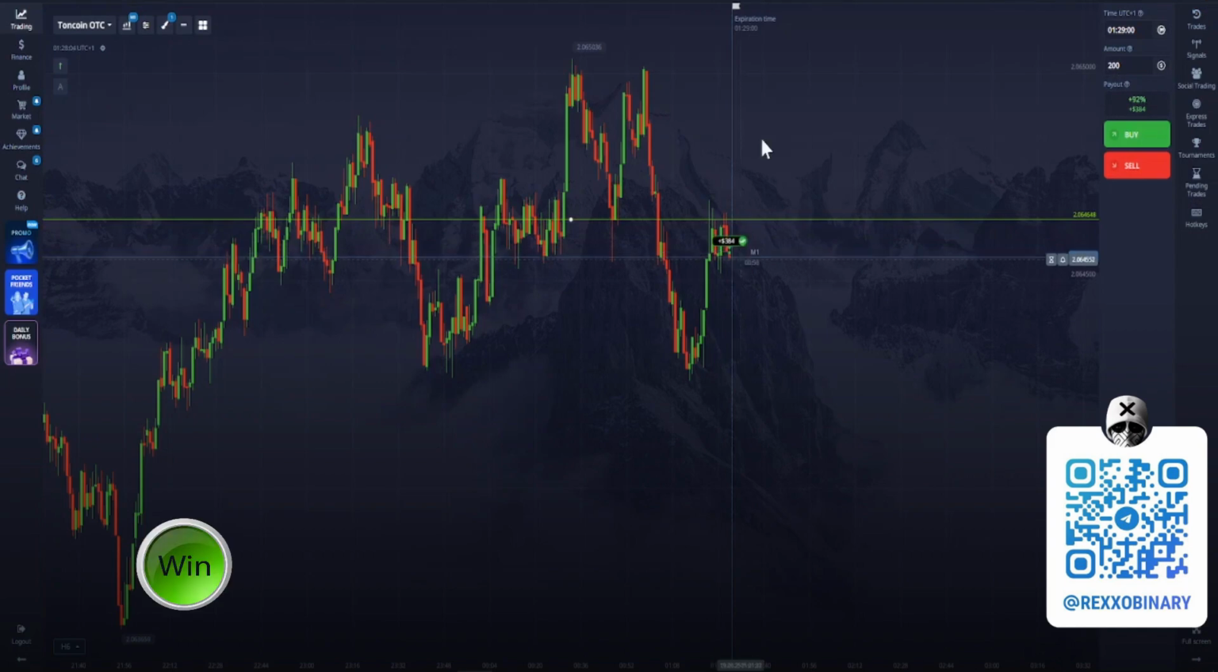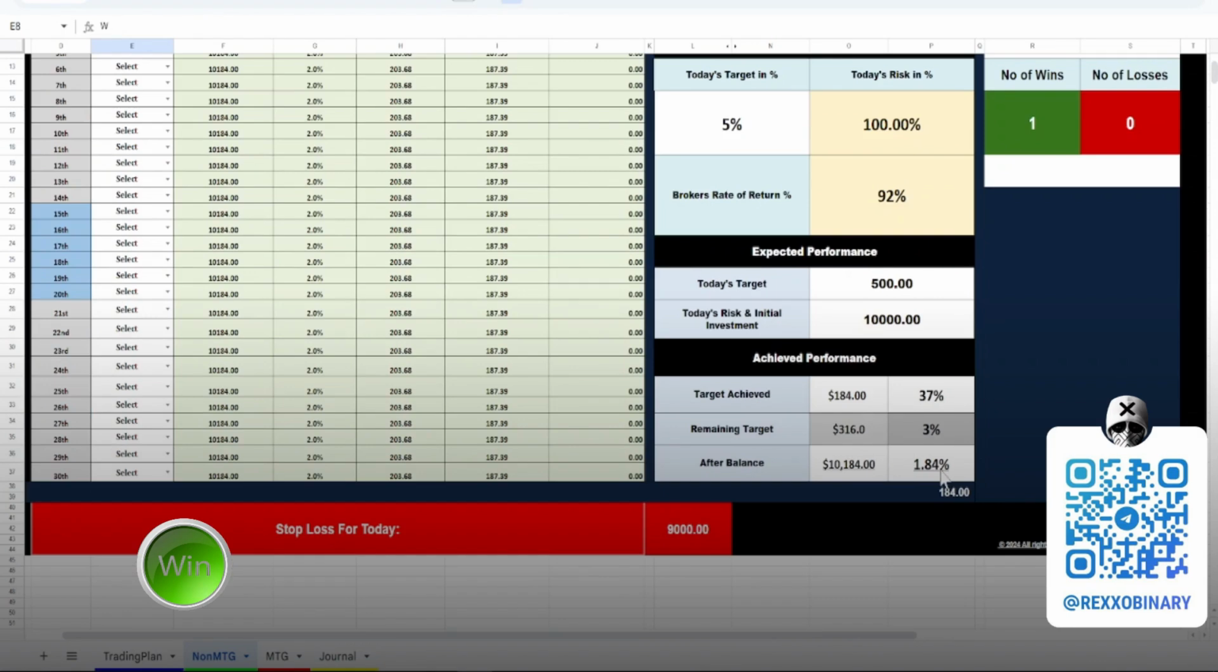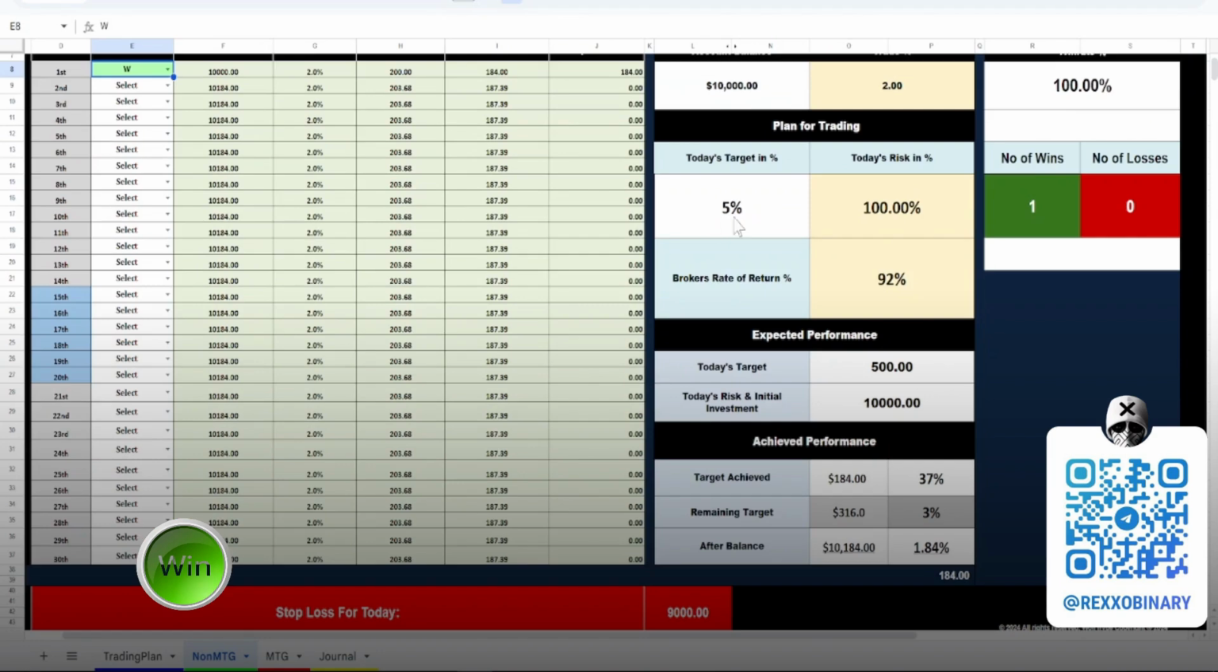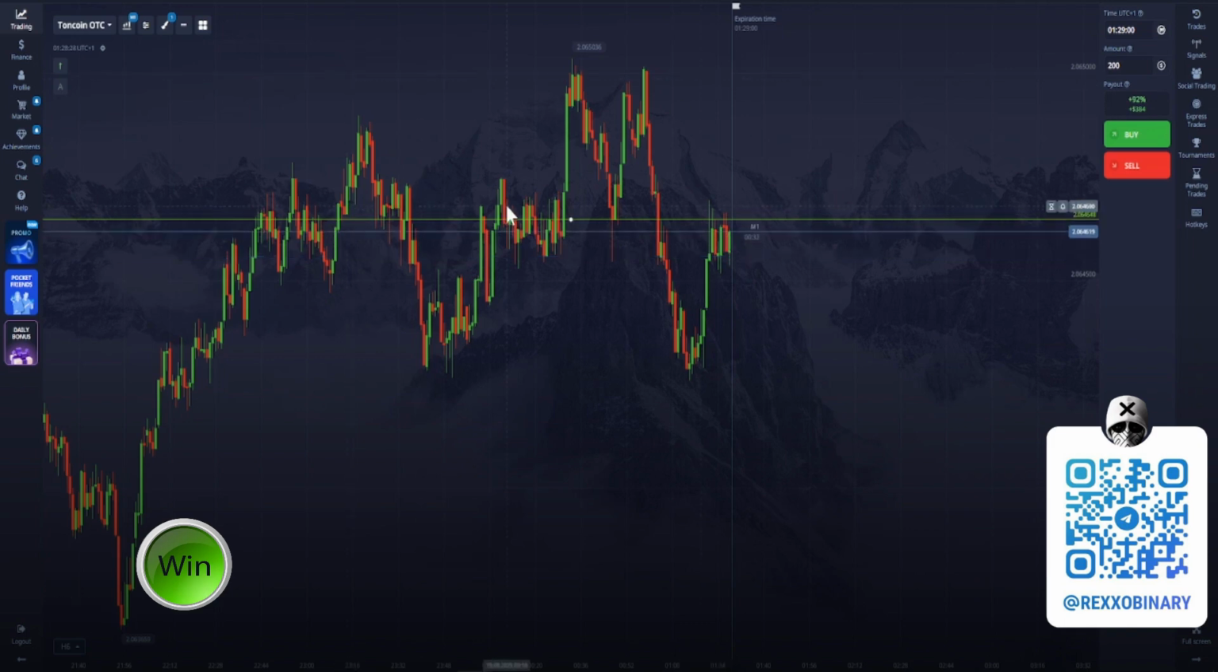Nice. So let's check. I'm gonna put this to win. Okay, so we just won one trade. We have 3% left to hit our target. Our target is 5%. So let's see if we can hit our target of 5%. So I'm going to look for more opportunities using just purely price action.